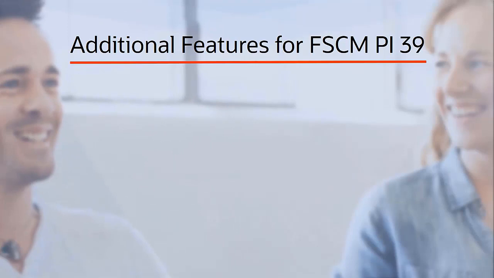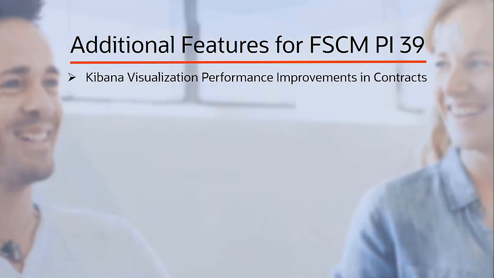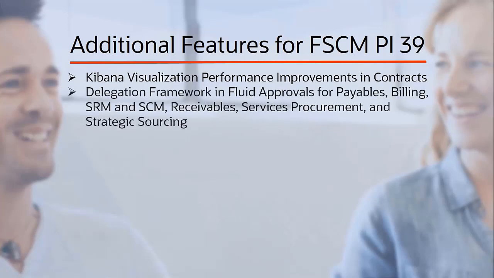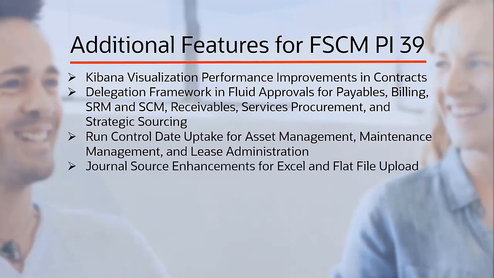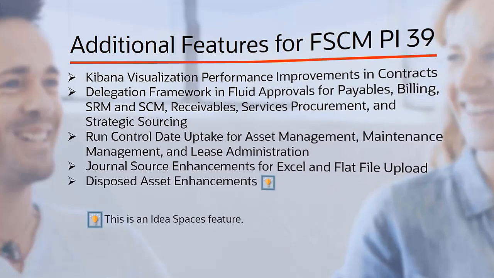Additional features added for FSCM Update Image 39 include performance improvements to Kibana visualizations in contracts, delegation framework capabilities in fluid approvals in payables, billing, all SRM and SCM products, service procurement, and strategic sourcing, run control date capabilities in asset management, maintenance management, and lease administration, journal source enhancements for Excel and flat file uploads, and disposed asset enhancements.